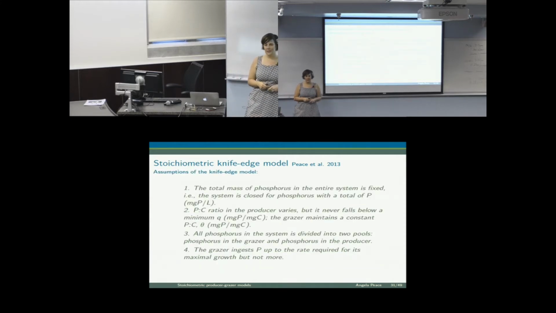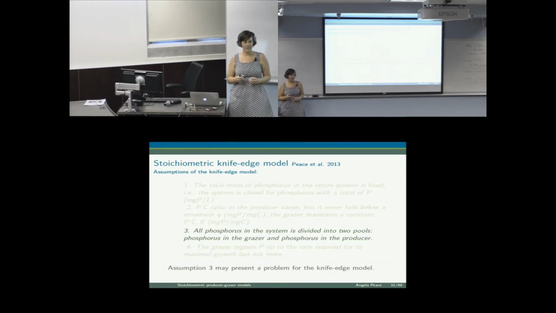Okay. So here are the assumptions of the model. I've mentioned them as I went through it. I'm not going to go through them all again. I just want to bring your attention to the third one right here. This is an assumption that was made by the LKE model as well, and that's that all the phosphorus is divided into two pools. It's either in the Daphnia or it's in the grazer. And this doesn't allow for tracking free phosphorus in the environment.